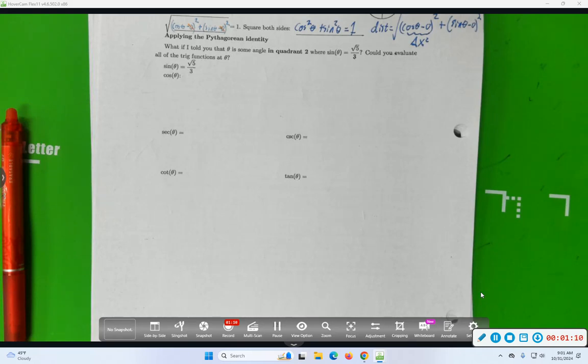So I think the thing I want to open with is the loose end from last time. I indicated last time that the Pythagorean identity lets you start with partial information about trig functions and turn that into complete information about trig functions. And here is exactly that example. Suppose I give you an angle theta, which is in quadrant 2. Let's start by drawing a picture.